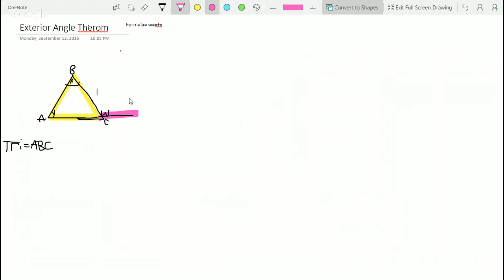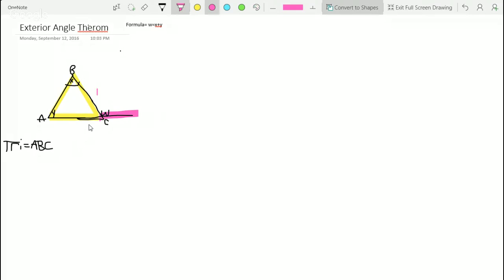And you also need to differentiate the difference between the exterior angle and the two remote interior angles. As you can see, I have helped you by figuring that out. The remote interior angles are the two yellow highlighted ones, and the pinkish purple one is the exterior angle.